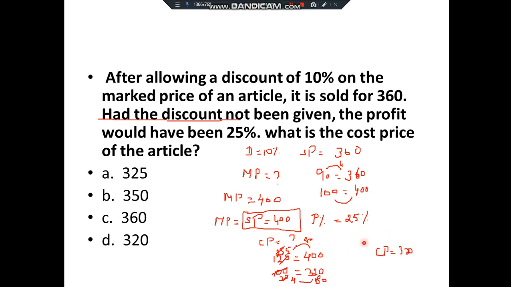Now you can find the cost price. See, profit is 25, so 125 is equal to 400. We have to find it for 100. On cross multiplying, you get the answer as 320, which is the right answer. Hope you understood. Next question.